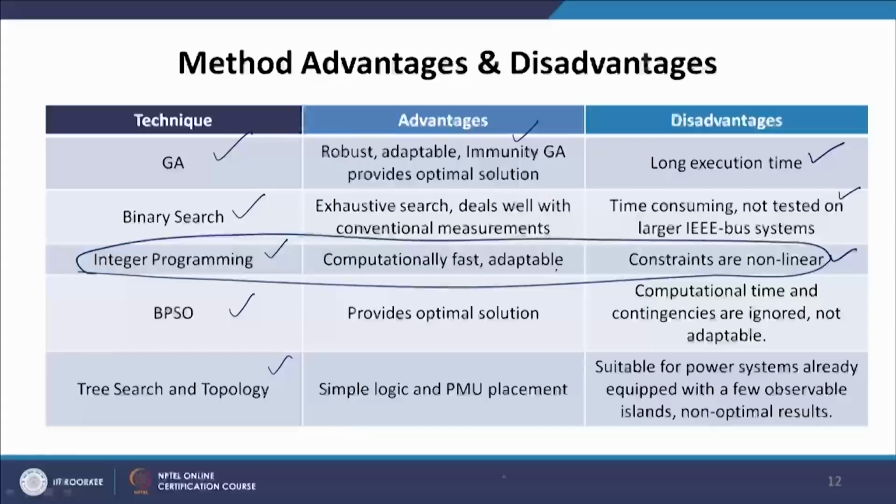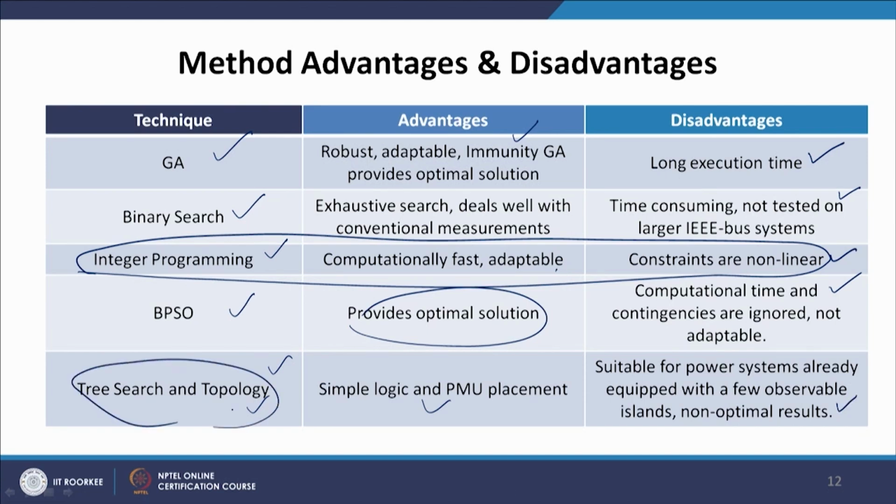Now, BPSO provides an optimal solution, however, the computational time and contingencies are ignored. Tree search and topology is simple logic for PMU placement, and it is suitable for power systems already equipped with a few observable islands, though it gives non-optimal results. So, for specific applications, the tree search technique is also equally meritorious.